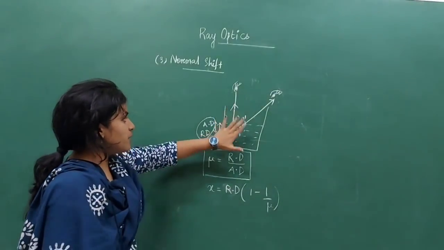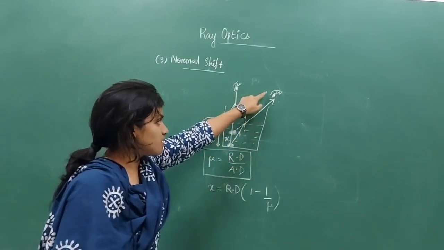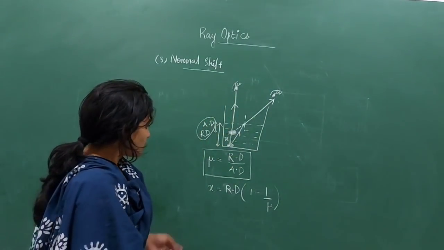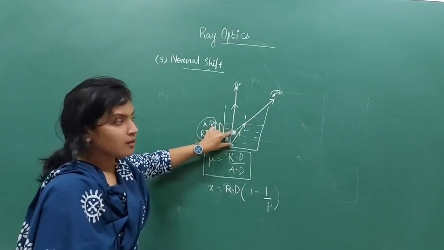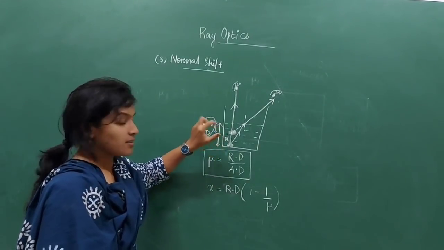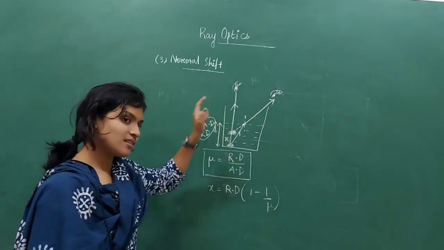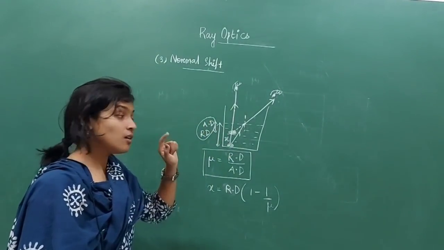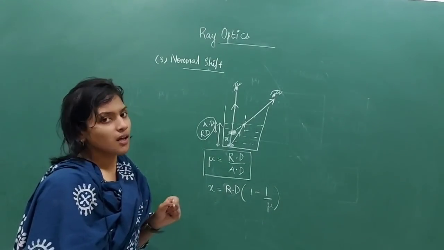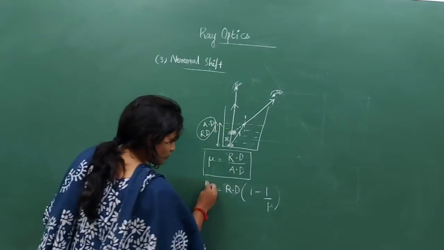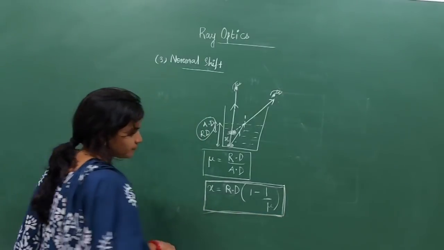I have taken this example where the coin or object is inside the denser medium and the observer is in the rarer medium. So here the real depth is greater than the apparent depth. But if the condition is reversed, like if the coin is inside the rarer medium and the observer is in the denser medium, then the real depth will be less than the apparent depth. Remember this formula.